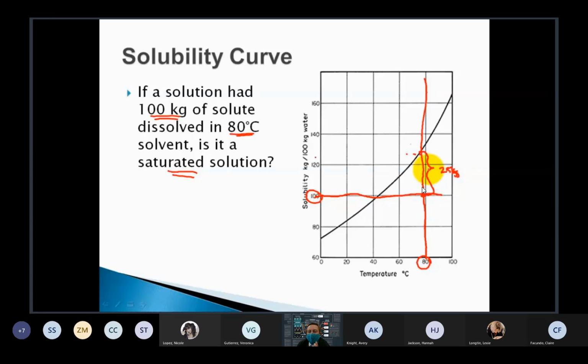It's below the line, so it is not saturated, which means we can add an additional amount. It looks like it's more than 25. It looks like we can add about 30 additional kilograms of solute per 100 kilograms of water. So in a 100 kilogram vat of water, we could add another 30 kilograms of that solute. Any questions about reading graphs?